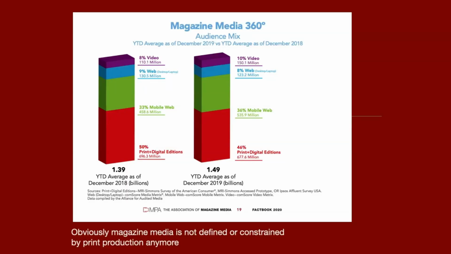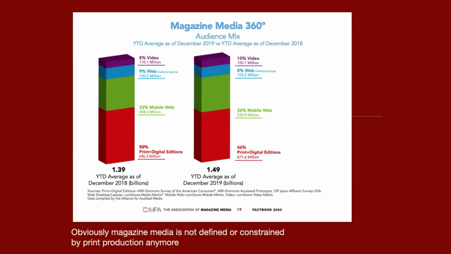This is a slightly older slide. It goes to 2019, but I think it really starts to show what a magazine media enterprise is today. So you can see from 2018 to 2019, which they compare the revenue generated, the audience mix for 2018 and 2019 changed significantly, where you see a lowering of print and digital editions from 50% of their audience to 46% of their audience accessing these products.